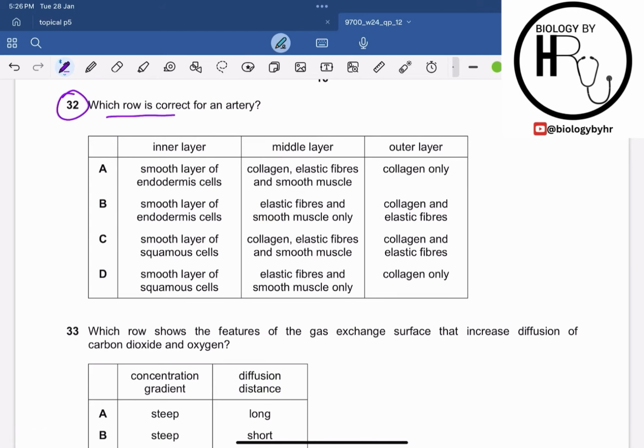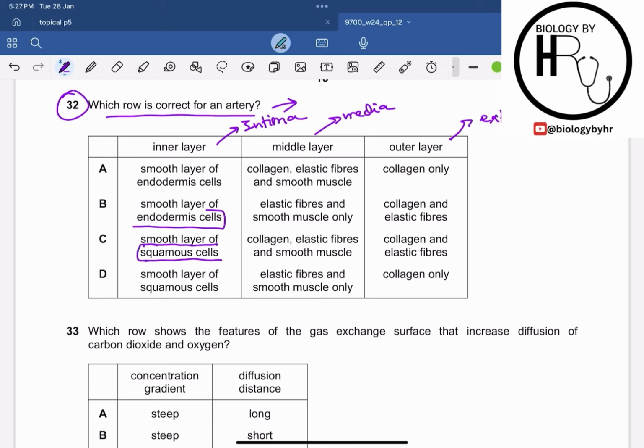It says, which row is correct for an artery. So basically in an artery there are three layers. The inner layer, which is known as the tunica intima, the middle layer, which is known as tunica media, and the outer layer, which is known as the tunica externa. So from the notes and from the syllabus outlines, we know that the inner layer is made up of the smooth layer of the squamous cells. The inner layer of the artery is basically made up of the squamous cells.